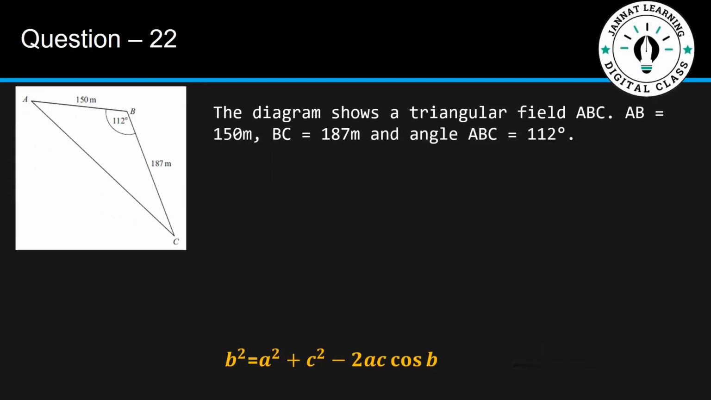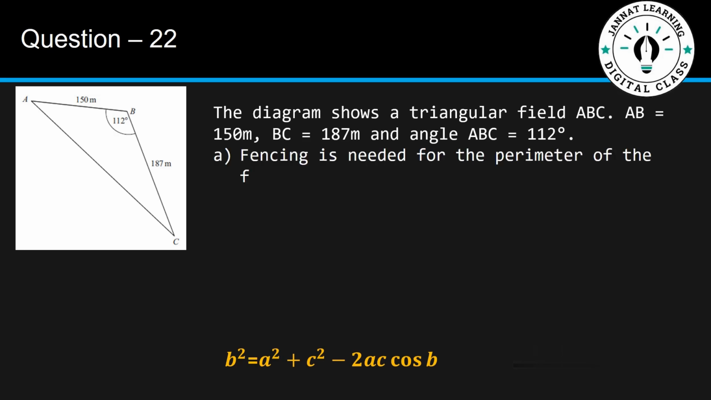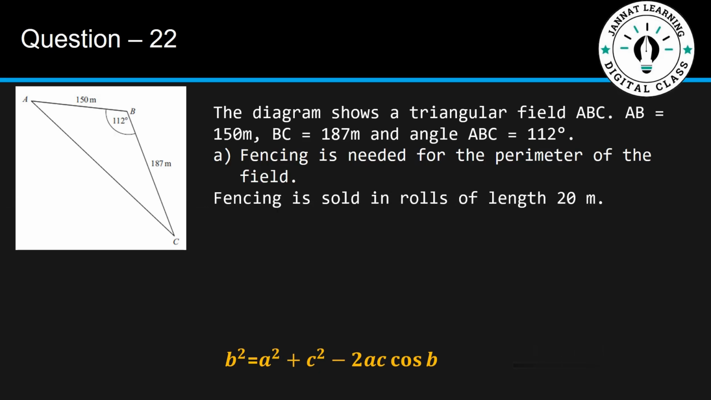The diagram shows a triangular field ABC. AB equals 150 m, BC equals 187 m, and angle ABC equals 112 degrees. Fencing is needed for the perimeter of the field. Fencing is sold in rolls of length 20 m. Calculate the number of rolls of fencing needed.